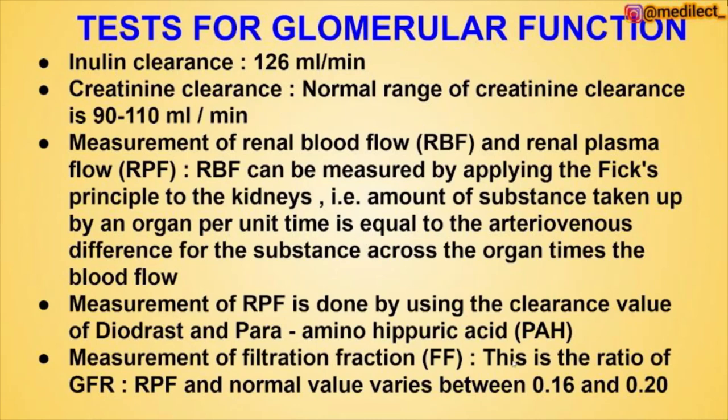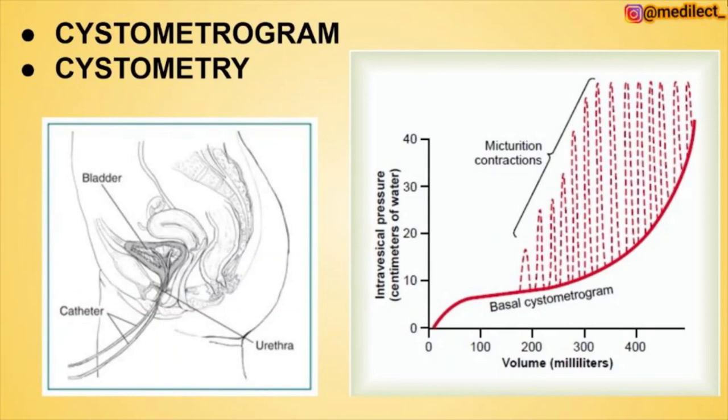Now, what is cystometry and the cystometrogram? Cystometry is a test used to look for problems with the filling and the emptying of the bladder. Over here, the relation between the intravesical pressure and the volume in the bladder is studied. How do you do this? A catheter is inserted into the bladder and the bladder is emptied by using this catheter. After this, the intravesical pressure is recorded while the bladder is filled with 50 ml increments of water. This graph, which is plotted between the intravesical pressure and the volume of the fluid, is called the cystometrogram.